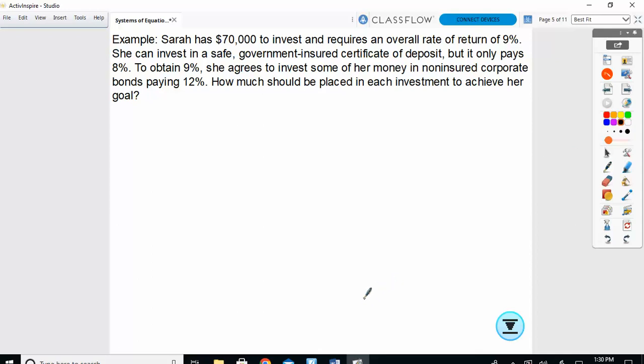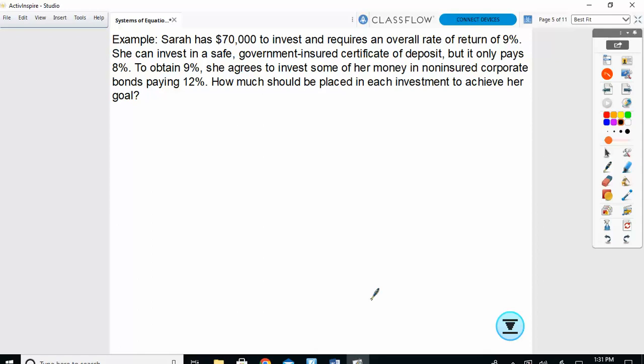Let's look at this one. So Sarah has $70,000 to invest and requires an overall rate of return of 9%. She can invest in a safe government-insured certificate of deposit, but it only pays 8%. To obtain 9%, she agrees to invest some of her money in non-insured corporate bonds paying 12%. How much should be placed in each investment to achieve her goal?